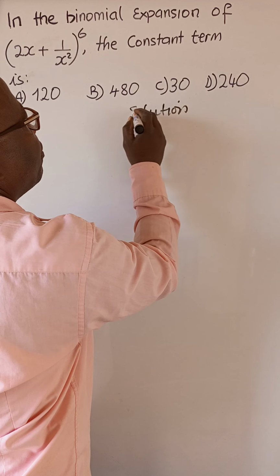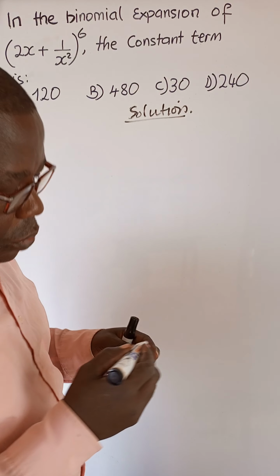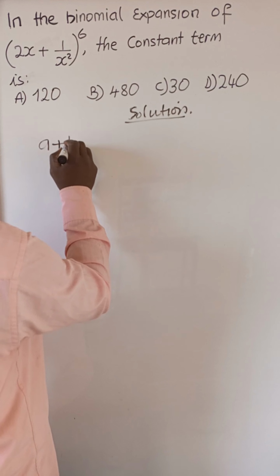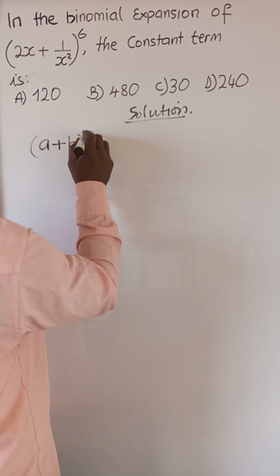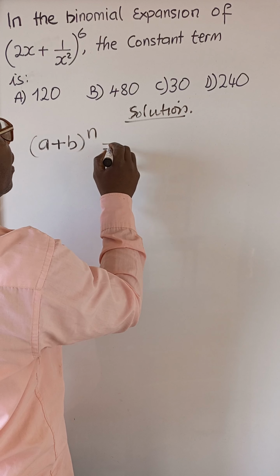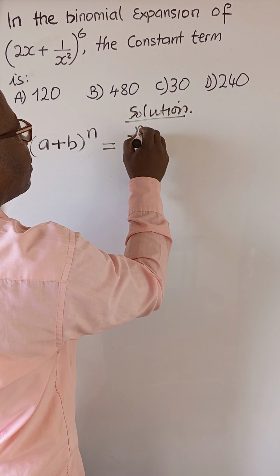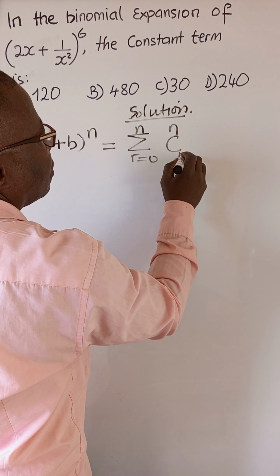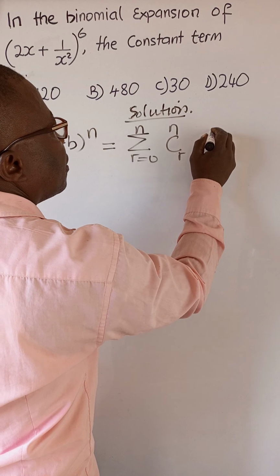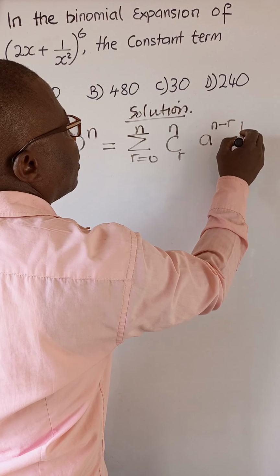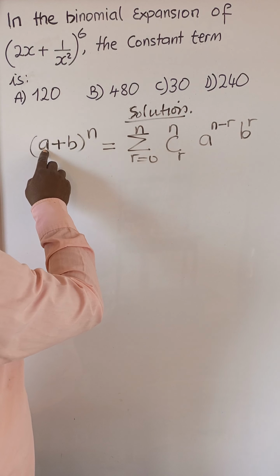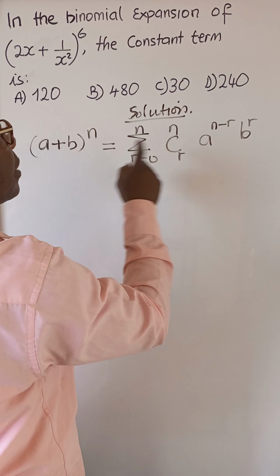The solution I have to propose here, we're going to work with the binomial theorem, which says that if we have a binomial to the power n, then that will be obtained if we carry out the expansion a to the n minus r, b to the r. Okay, a is the first member of this binomial and b is the second member.